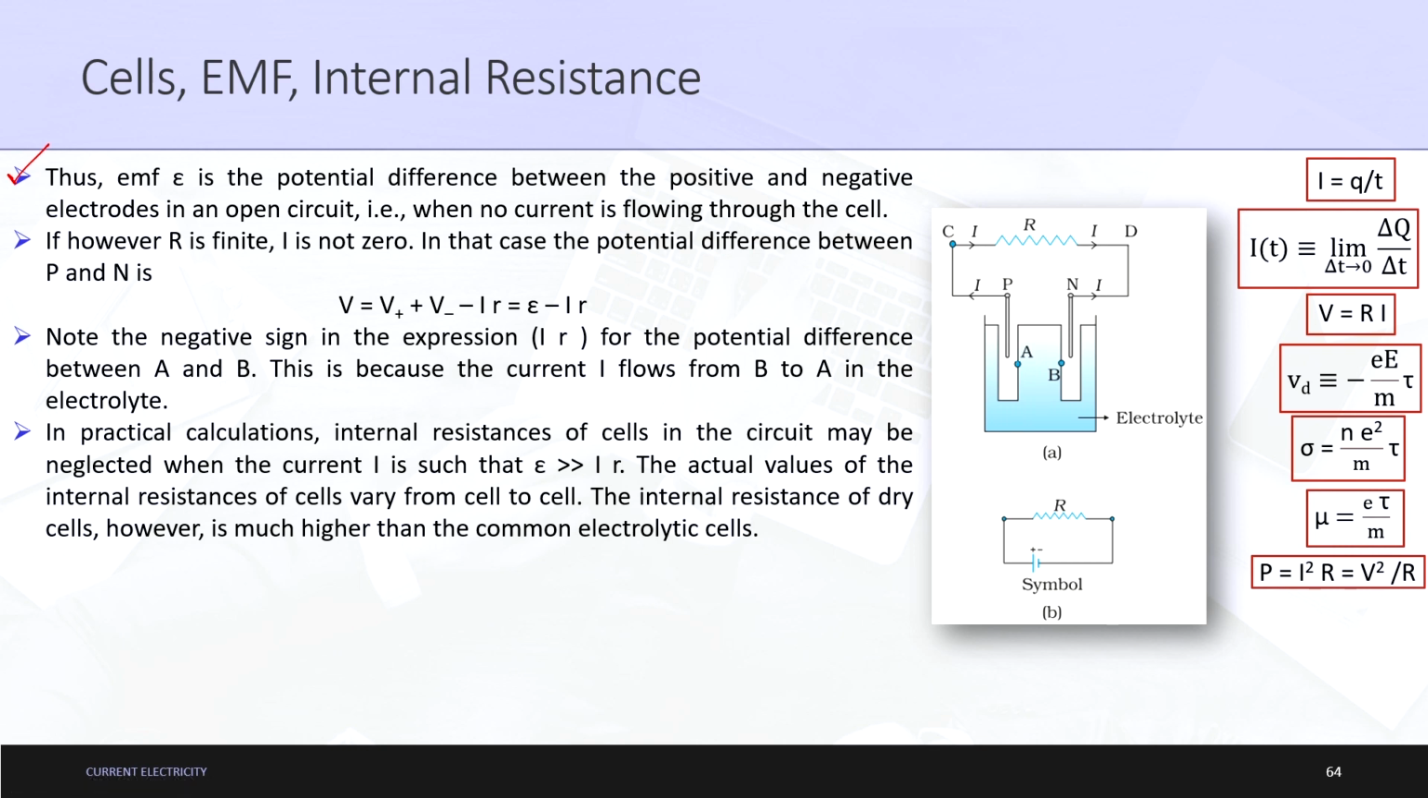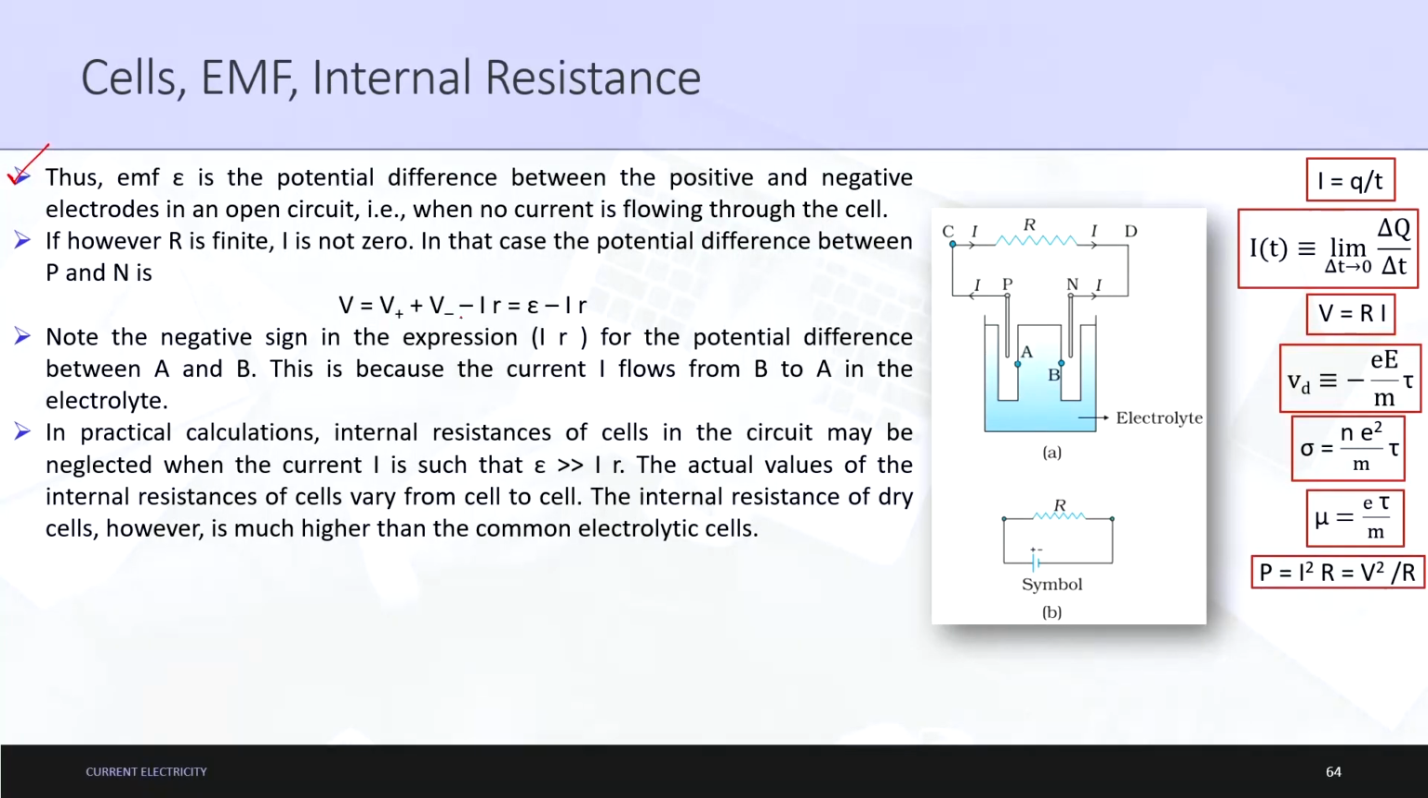So, I is not 0, and in that case the potential difference between P and N is V plus minus IR. Why is there a minus IR? Because there is a decrease in the potential difference. Why is there a decrease? Due to the current passing through. So, we can write this as V plus minus IR, which is equal to epsilon minus IR here.